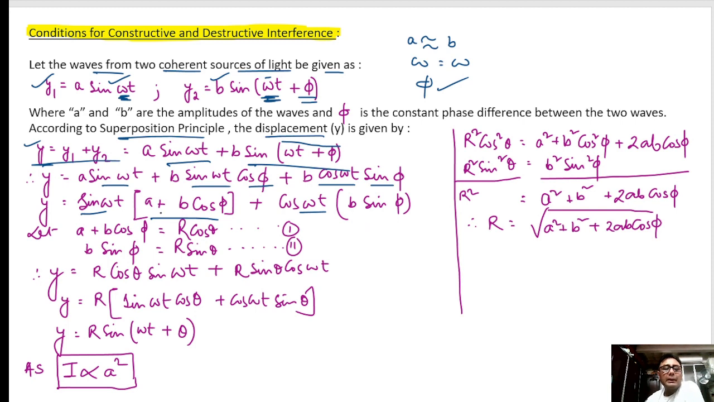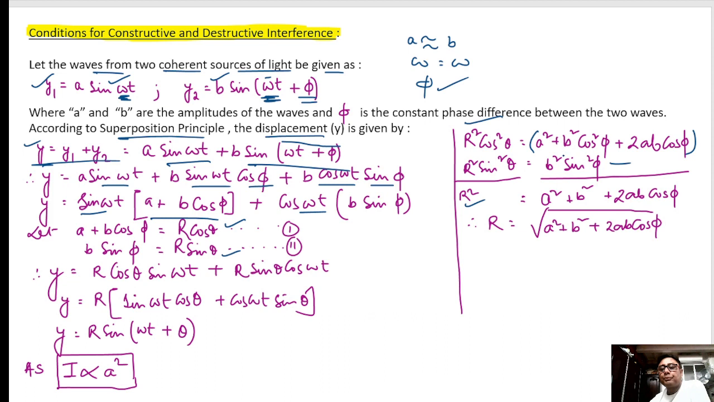So let us take A plus B cos phi as r cos theta, and as you can see from here, B sin phi as r sin theta. Then please watch here, squaring, r square cos square theta will be this, and r square sin square theta will be this. If I add both, this will give you r square, because cos square theta plus sin square theta is 1.